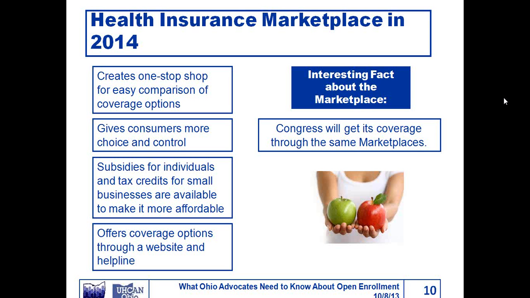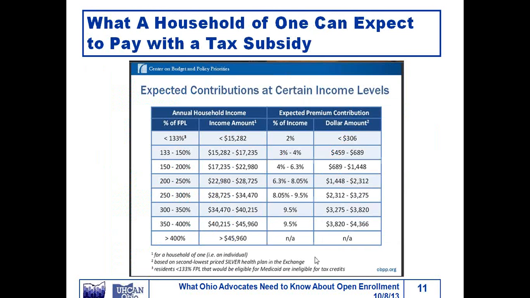There are subsidies for individuals and tax credits for small businesses to make the coverage more affordable. And there is a website and a helpline that can offer people assistance. And just so people know, Congress gets its health coverage through the marketplace.